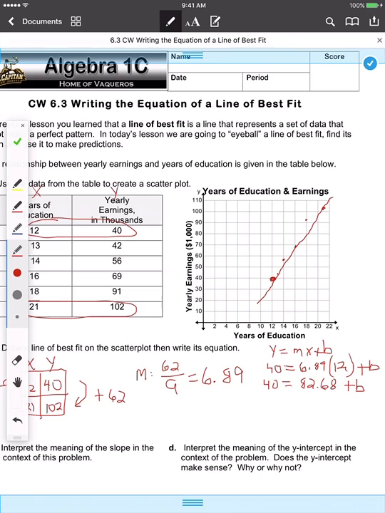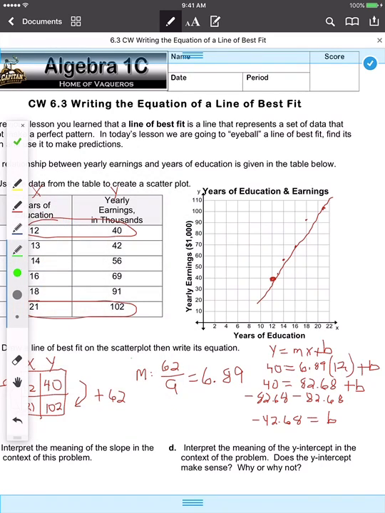Plus b is going to equal 40. Next thing is I need to subtract 82.68 from both sides. And when I do 40 minus 82.68, I get negative 42.68, which is going to equal b.